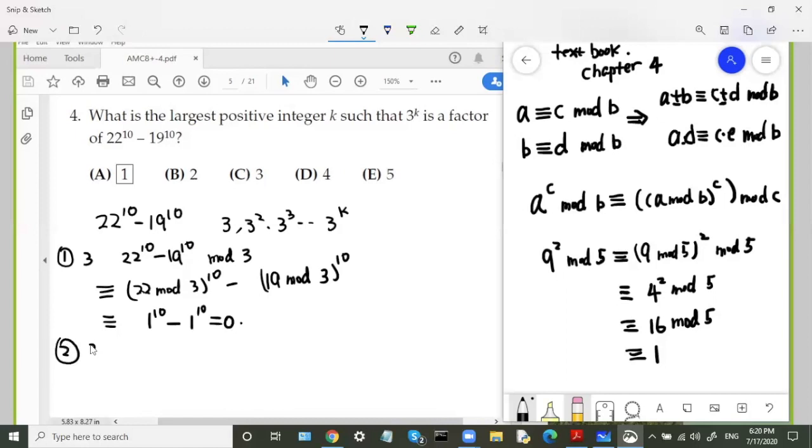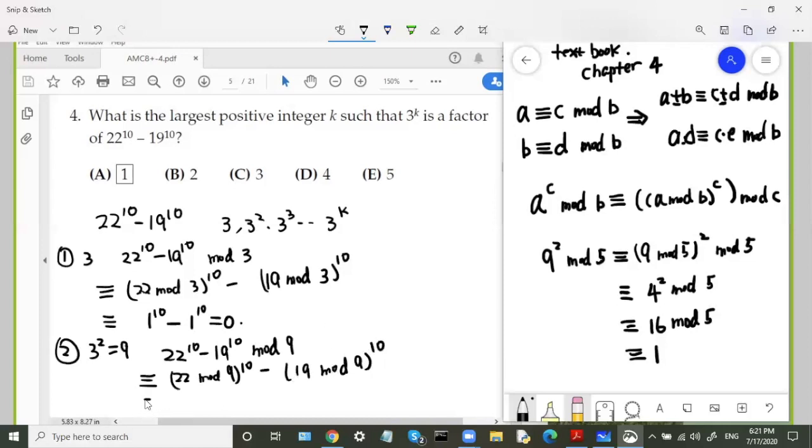So then let's try 3 squared, 9. Okay, so 22 to the power of 10 minus 19 to the power of 10 modulo 9 should be equal to 22 modulo 9 minus 19 modulo 9 and to the power of 10. So this equals 4 to the power of 10 minus 1 to the power of 10, they're not equal to 0. So that means 9 is not a factor of 22 to the power of 10 minus 19 to the power of 10. So if 9 is not, of course 3 cubed and further won't be a factor of this expression. So k only equals 1. So the answer is A.